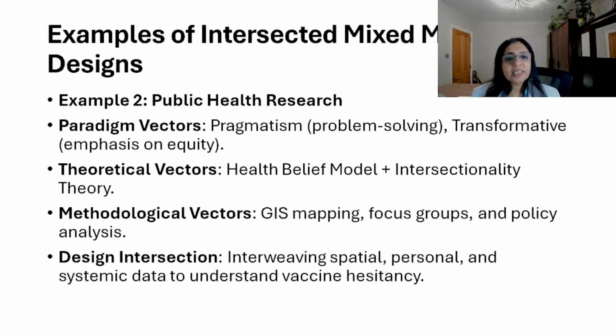The second example is from public health research. Paradigm vectors: pragmatism, problem solving, and a transformative emphasis on equity. Theoretical vectors: health belief model plus intersectionality theory. Methodological vectors: GIS mapping, focus groups and policy analysis. Design intersection: interweaving spatial, personal and systemic data to understand vaccine hesitancy. That is the topic used in this example.